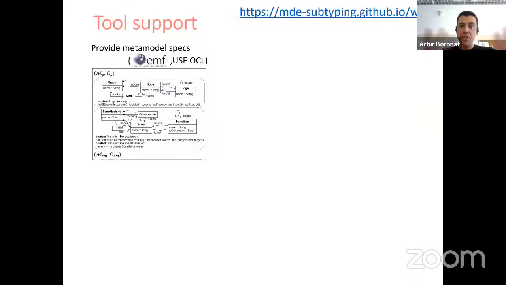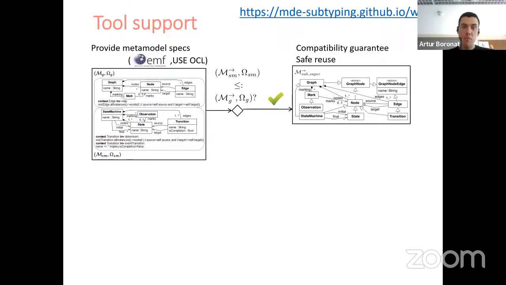And let me just show you the workflow of how our tool works. Given two metamodel specifications, the tool will determine whether the first metamodel specification defines a model subtype of the second one. If the check succeeds, the tool guarantees that the first model type is a refinement of the second one. Hence, any model transformation operation that is defined for the model supertype can be safely applied to models of the subtype.